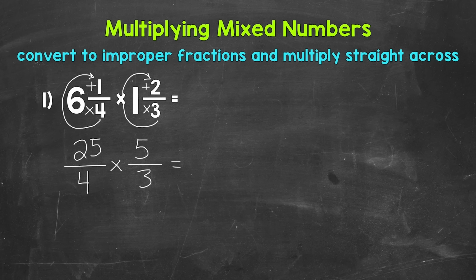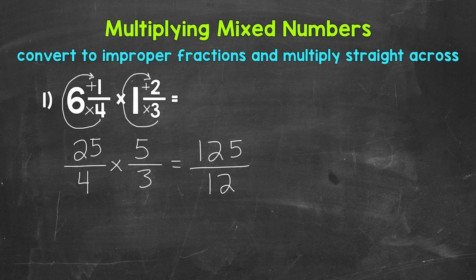Now we just have numerators and denominators, and we can multiply straight across. Let's start with the numerators. So 25 times 5. That gives us 125. Now for the denominators. 4 times 3. That gives us 12. So we end up with 125 over 12, or 125 twelfths, which is our answer, but it's an improper fraction.